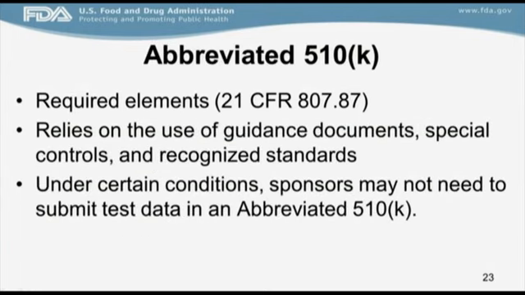An abbreviated 510K must also include the required elements of 21 CFR 807.87, but an abbreviated 510K relies on the use of guidance documents, special controls, and recognized standards. Under certain conditions, sponsors may not need to submit test data in an abbreviated 510K because you are following the FDA recommendations and guidance documents or recognized consensus standards. So that's when an abbreviated 510K may be appropriate.